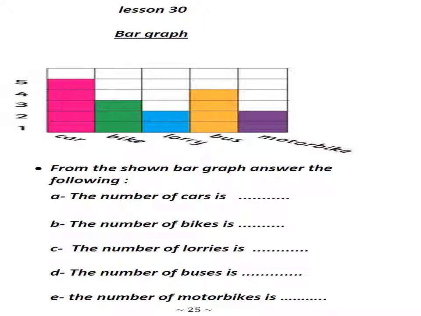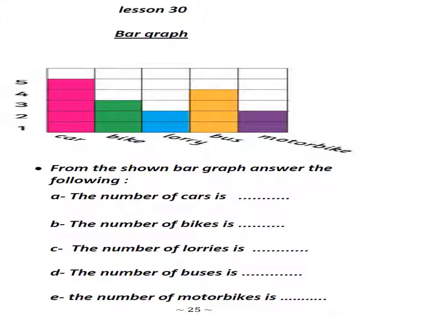Bar graph. Here we start to count the number of colored squares for each item and then write the numbers. He gave me here 5 cars, 3 bikes, 2 lorries, 4 buses and 2 motorbikes.